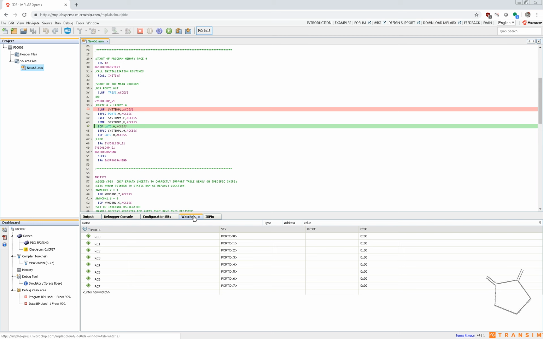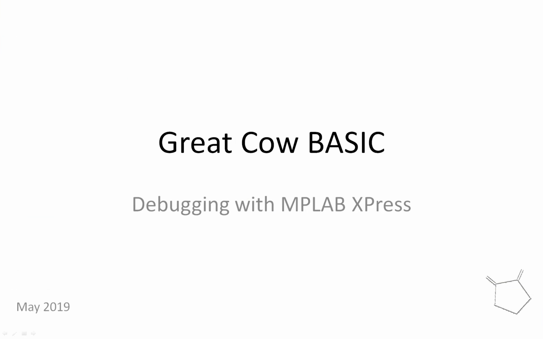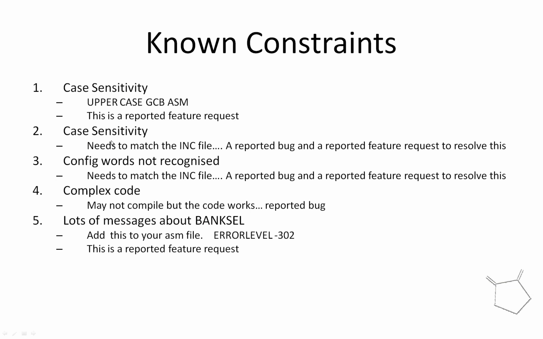So let me just talk about some of the limitations. Let's have a look at what I know. Okay, so I've already spoken about case sensitivity. There's a couple of issues with that. Just change the case in GCB ASM and that will get you through most cases. I've reported this as a feature request to them. There are other issues with case sensitivity. Essentially, it needs to match the INC file, which is our DAT file, essentially.